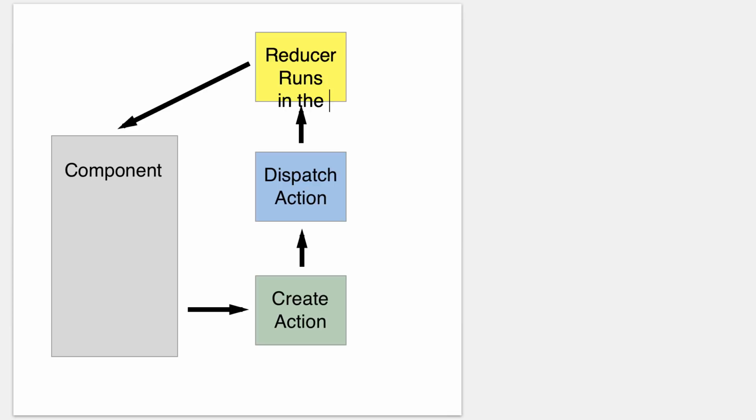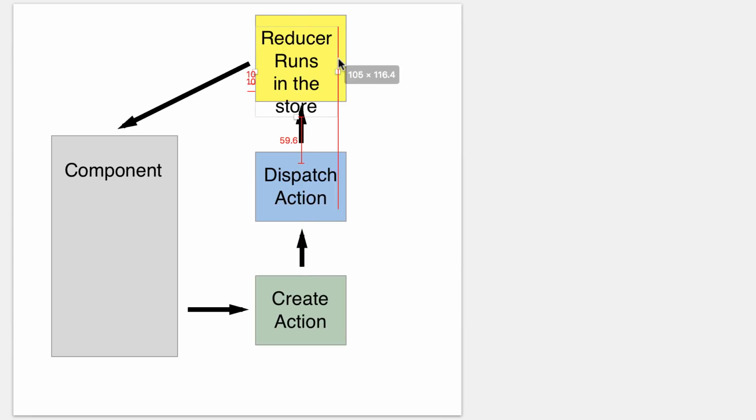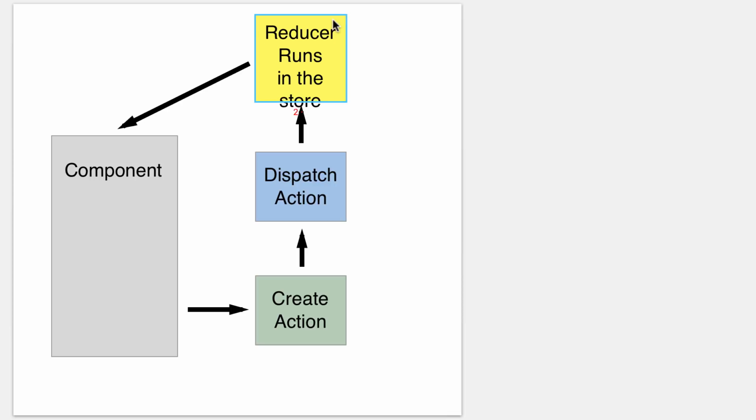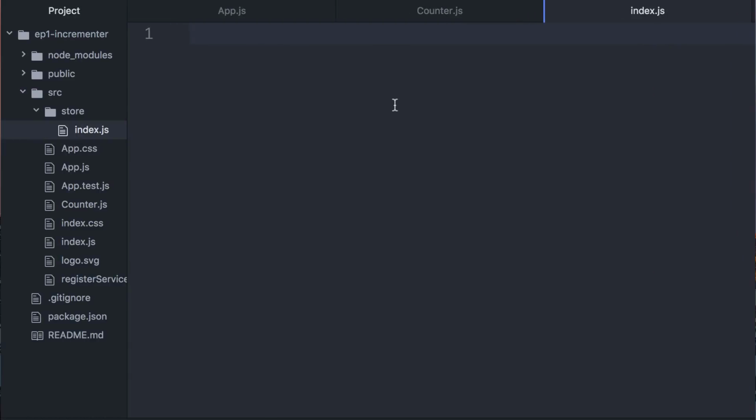And let's actually make this a little bit bigger. All right, so the reducers and the store all work together, and so we'll just on the fly improve this little picture right here a little bit. There we go. Okay, so what we're doing is we're working on this yellow box right here. How do we do that?